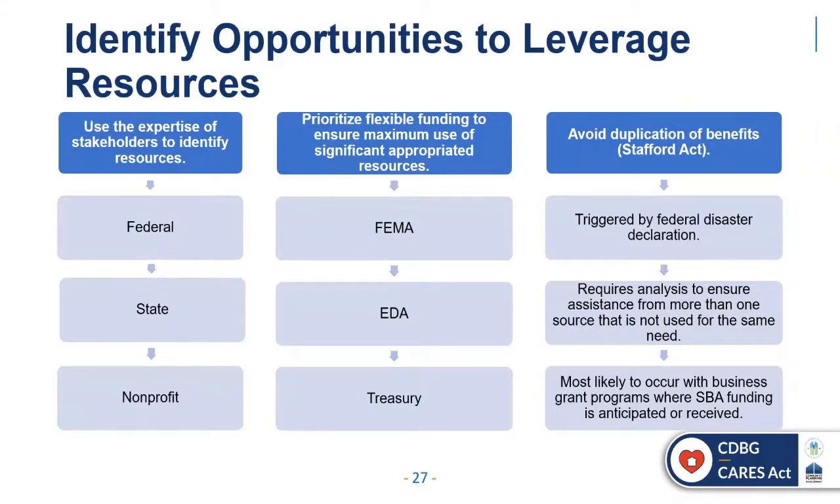And Sue, I think you're going to talk about the duplication of benefits. Sure. So this is not necessarily the good news, bad news, but it's a particular wrinkle that comes with a presidentially declared disaster.